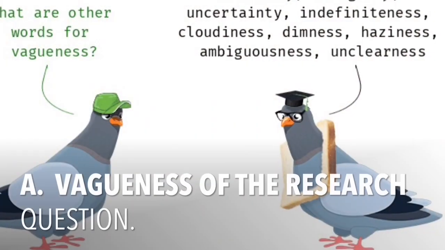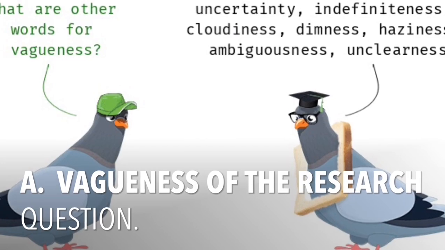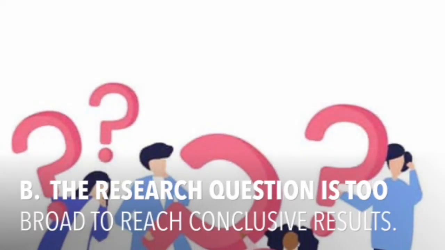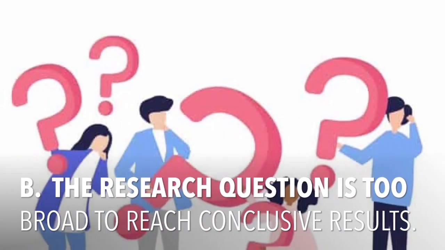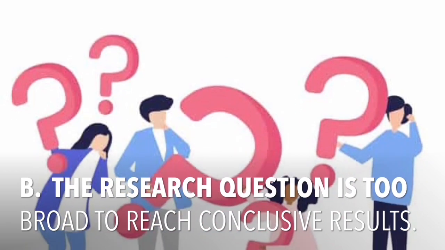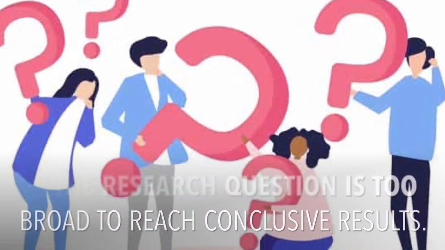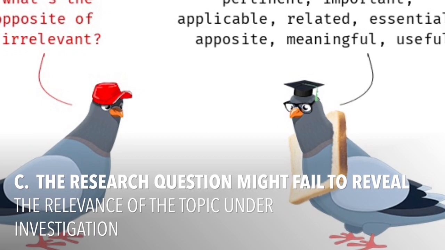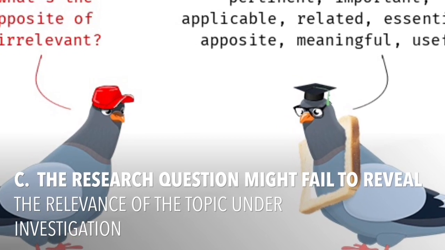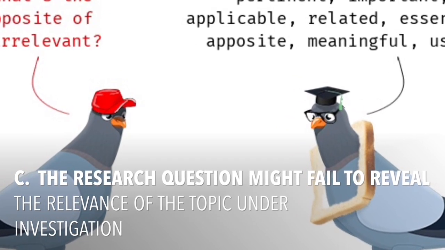On the other hand, there are different criteria that define a bad research question. For example, it is not acceptable to write a vague or unclear question. You need also to remember that the question should not be too broad to reach conclusive results. You need also to be careful not to choose questions that are irrelevant to the topic under investigation.